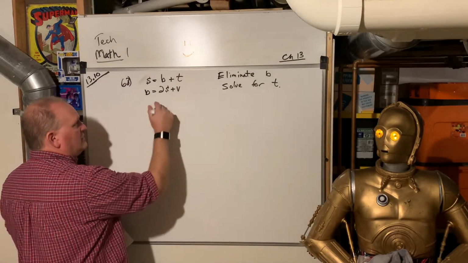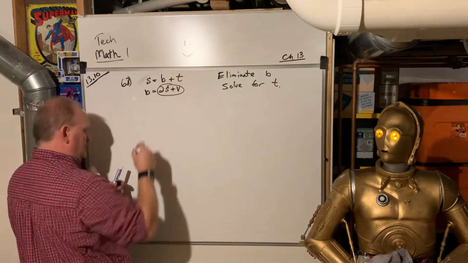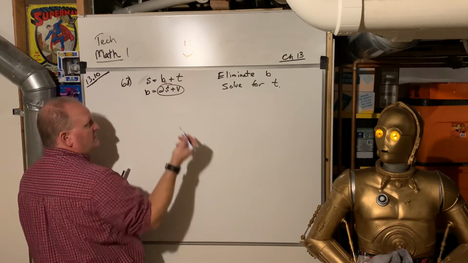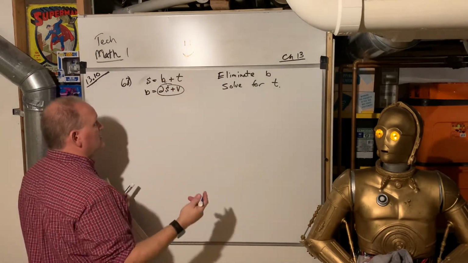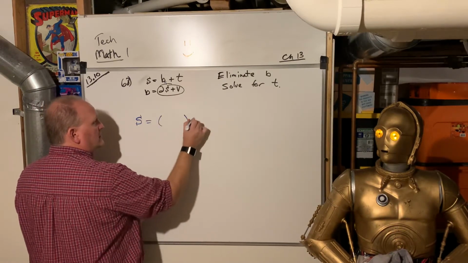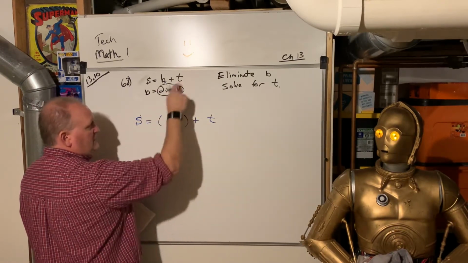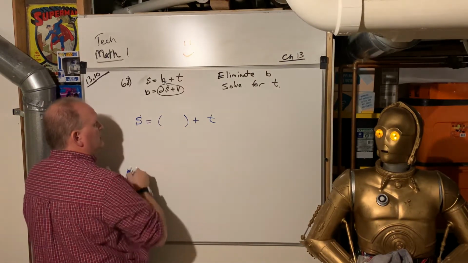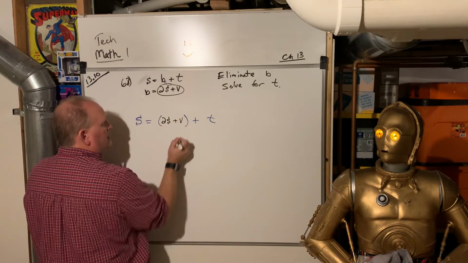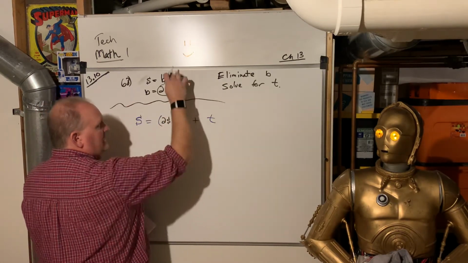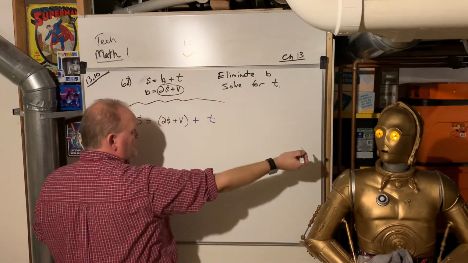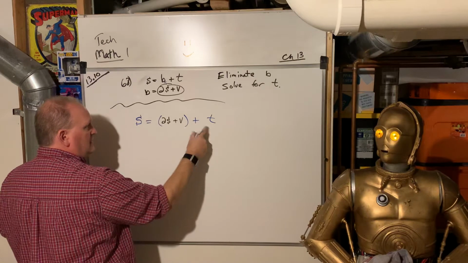So what we could do is take this and sub it in, do the substitution method to get rid of the B, basically. We substitute it away, because now look, we have S is equal to plus T, and normally it was B plus T, but instead of B, we're going to put in 2S plus V, all right? And so now, forget about the system, because we've already eliminated the B through substitution, and now we just want to solve for T. So this is what we have.